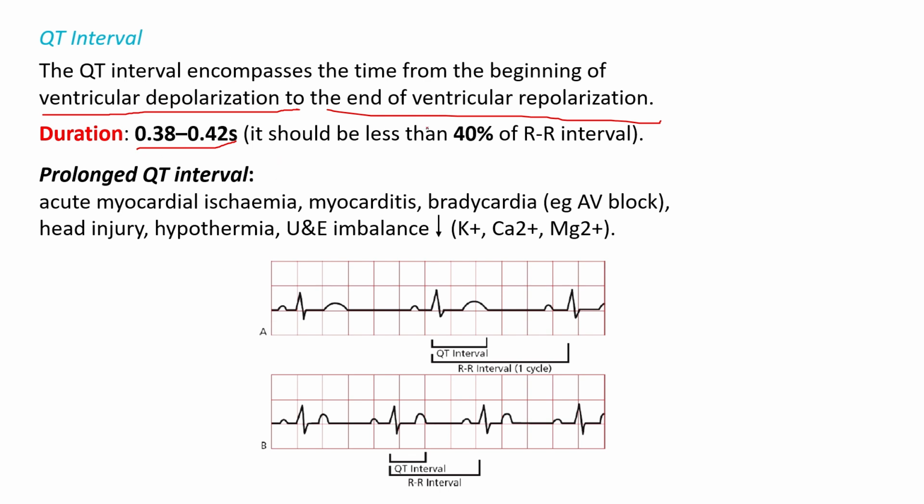It should be less than 40% of the RR interval. In another word, if you have two RR intervals, just take the middle of them, and if the T wave ends before the middle, it's normal. If the T wave ends after the middle, it's not normal. QT is prolonged.